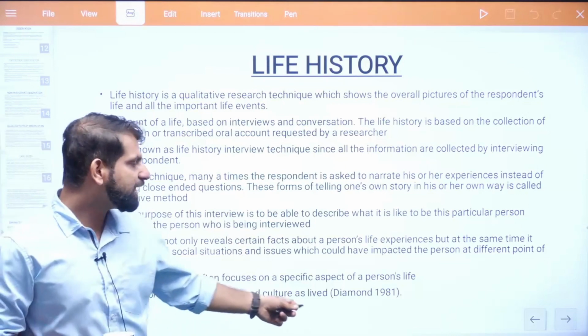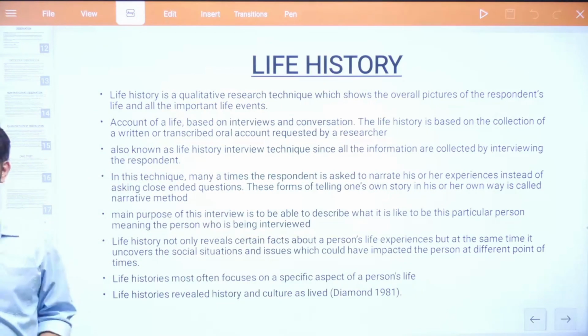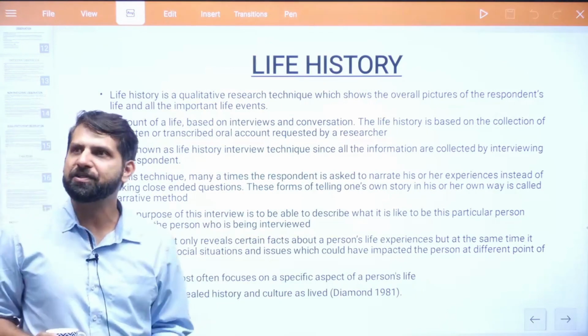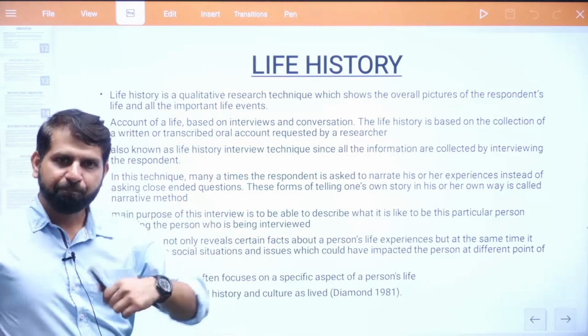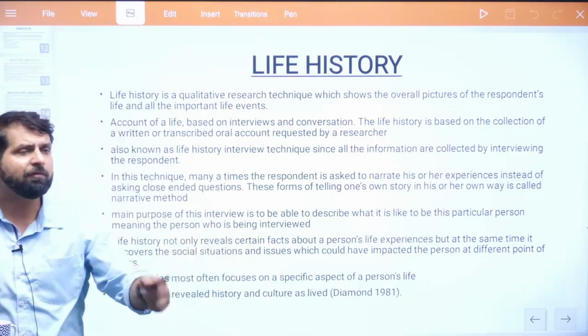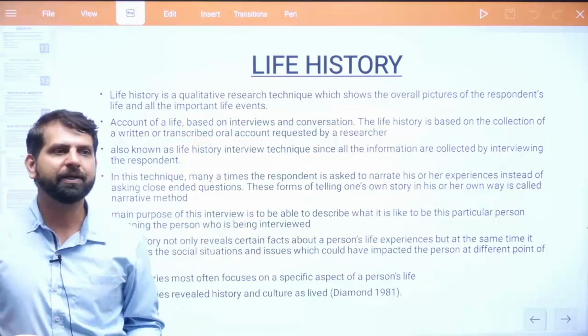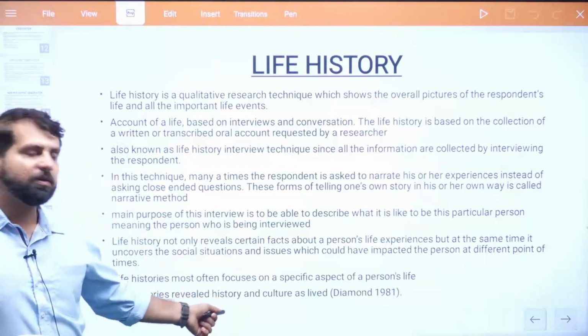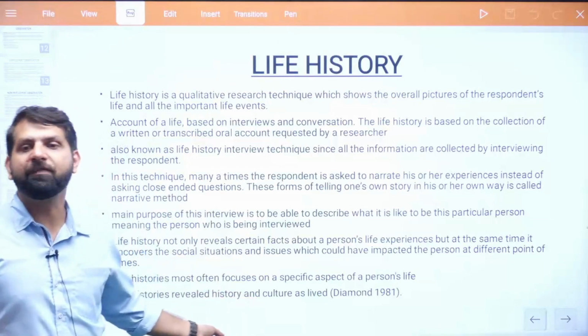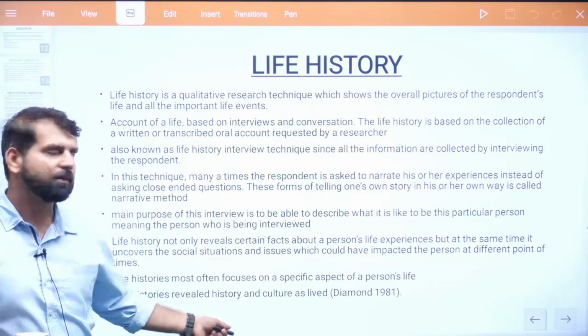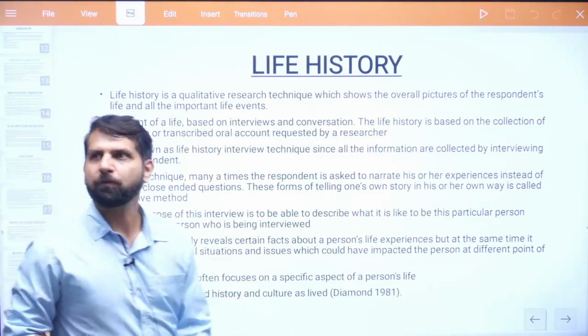Life history reveals culture and history as they have been lived. Again, take the case of partition: people who have experienced that, who boarded trains to Pakistan or came from there, who have witnessed bloodshed, they have lived history. They have seen how things happened, and culture as such. Okay, all of that.